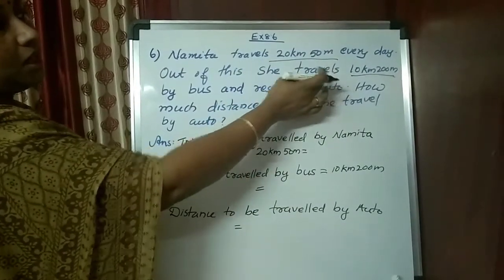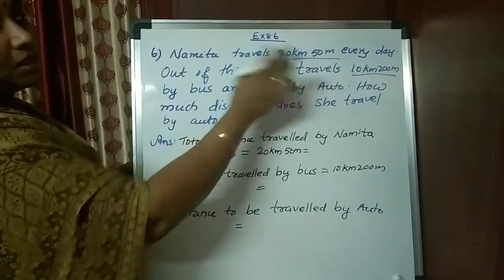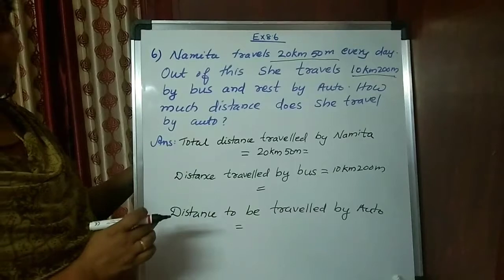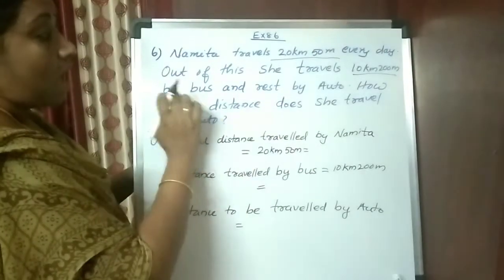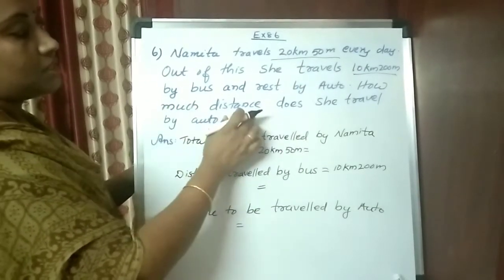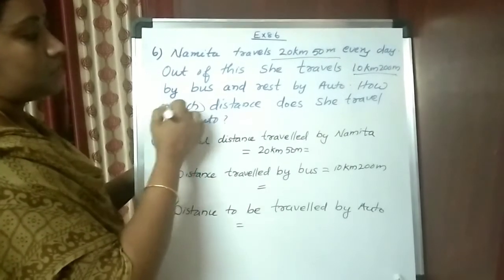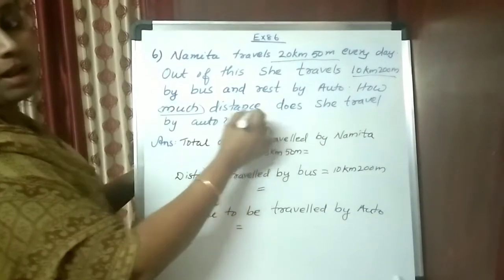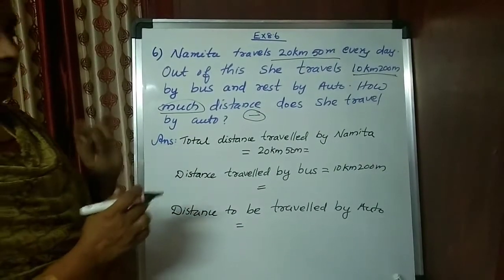Out of this total 20 km 50 meter, she travels by bus how much distance? Yes, 10 kilometer, 200 meter. What is your question? How much distance does she travel by auto? How much distance? So here also you subtract the given numbers. Okay. Then what is your first step?